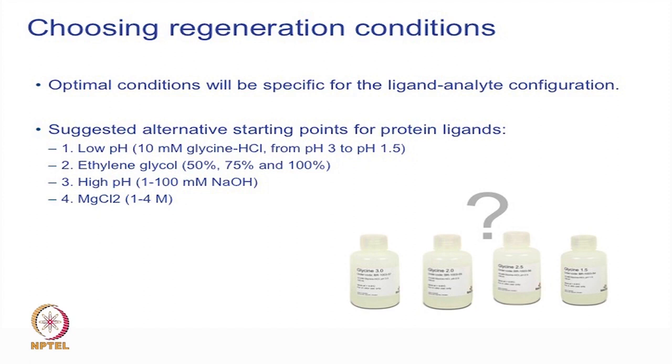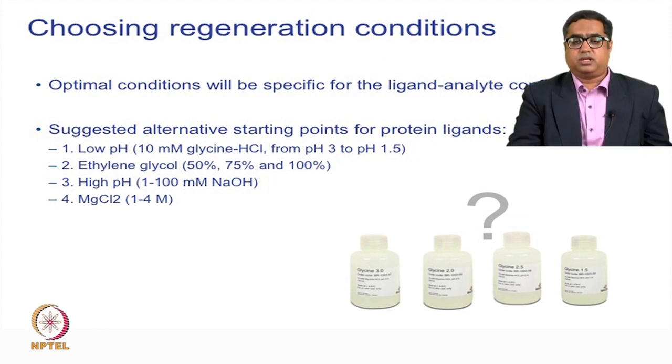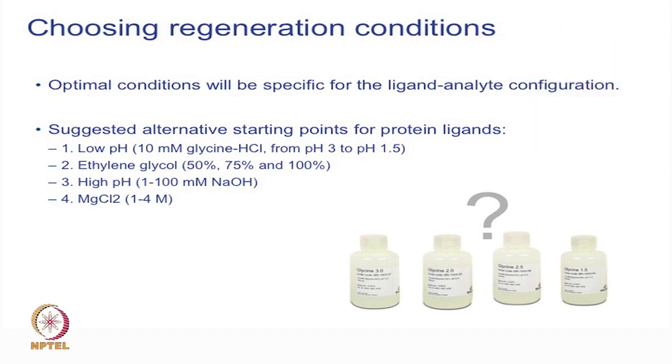Some of the commonly used regeneration conditions are low pH, ethylene glycol, high pH, and magnesium chloride. Once we identify the proper regeneration solution, it is very important to check, after using this regeneration condition, whether we are getting our reference surface and our active surface back after injecting it.